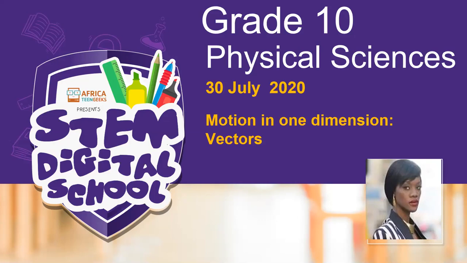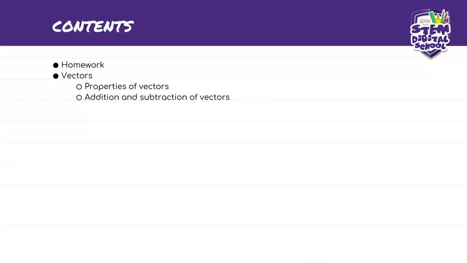So what are we going to be doing today? First of all, we're going to start with our homework. Remember, I gave you guys homework. After that, we're going to do vectors. We're going to do properties of vectors. We're going to learn how to do addition and subtraction of vectors as well. That is the game plan for today.